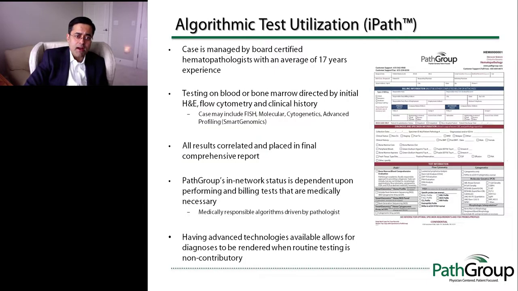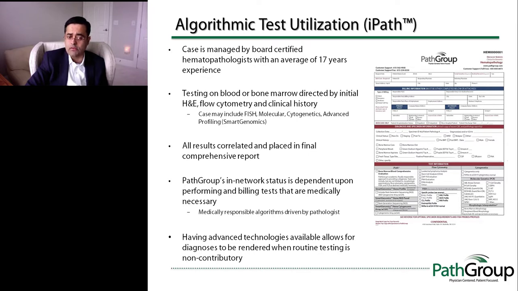So in our practice, again, we have implemented algorithmic test utilization. And when a client sends us a bone marrow sample to work up, or any tissue biopsy sample to render a diagnosis of a hematologic malignancy, there's a box that they check off, and that allows us to appropriately work up the case utilizing what's recommended in guidelines, ASH guidelines, NCCN guidelines, WHO guidelines, in accordance with the clinical and histomorphologic context by one of our physicians that's board certified.